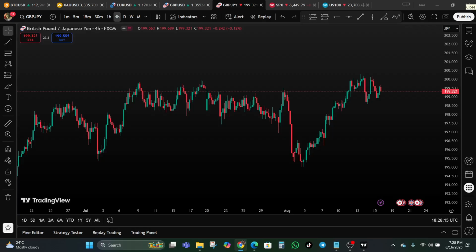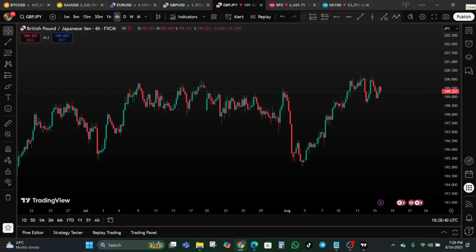All right, instead of running after impulsive moves, the pullback strategy is all about waiting patiently for price to return to key levels before entering. Now, this patience not only improves discipline, but it also helps align your trades with what institutional players are doing.